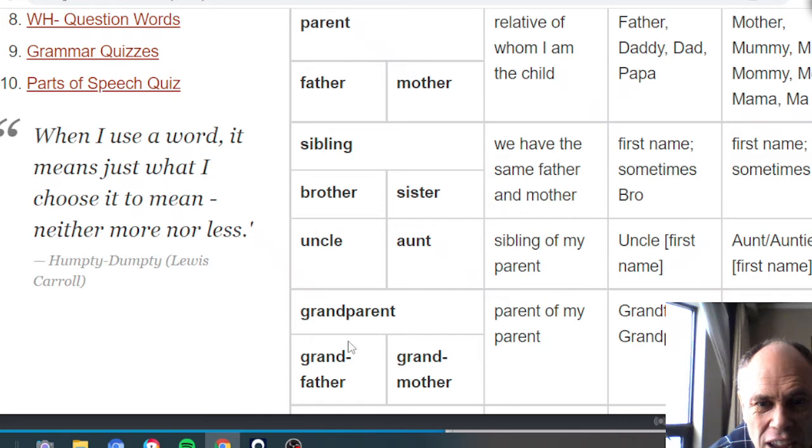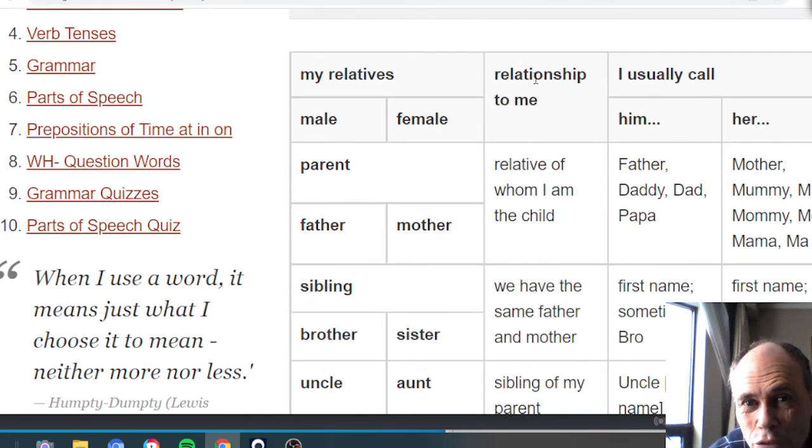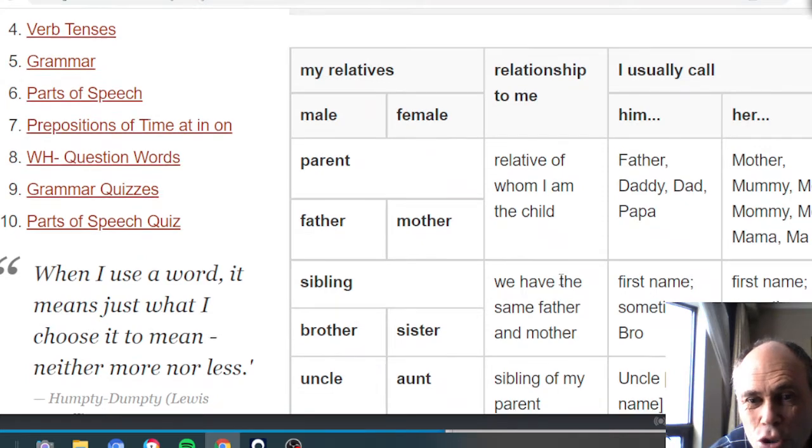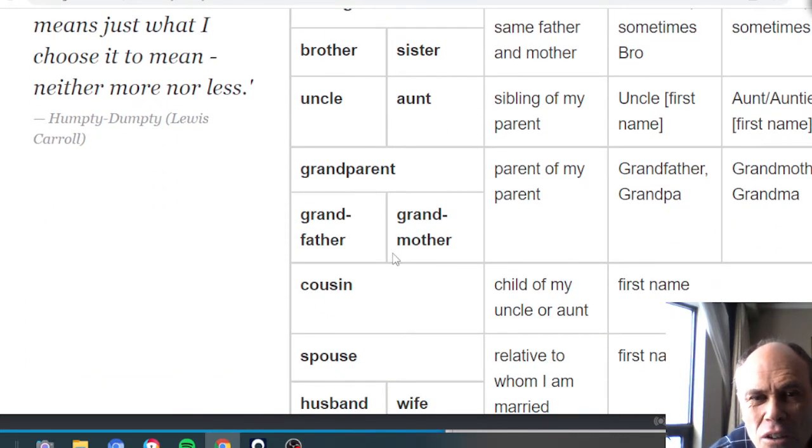Grandmother, grandfather. They also have names, so if you choose to refer to them by their name, you can do so. Most people use grandmother, grandfather, grandpa, grandma.